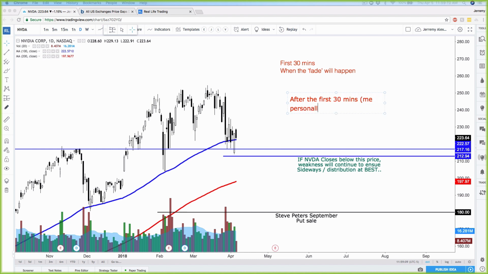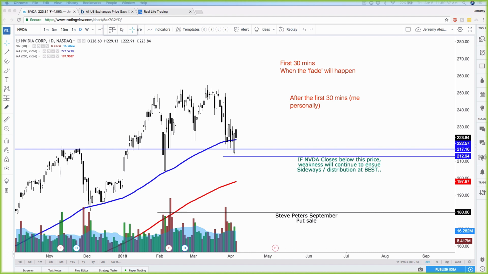Me personally, because that's when I play in the direction of the gap. So if you're waiting for 30 minutes, again, usually the spreads are a little bit better. The bid-ask spreads have calmed down. The volatility has calmed down after the first 30 minutes. You get more candles on the 5-minute chart or the 1-minute chart to kind of discern and decipher what direction and how exactly you're going to play that move.